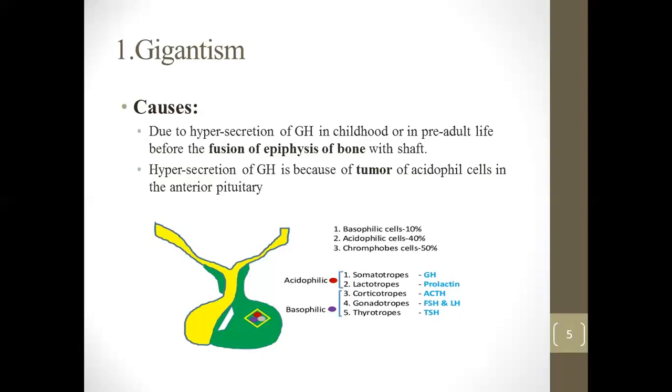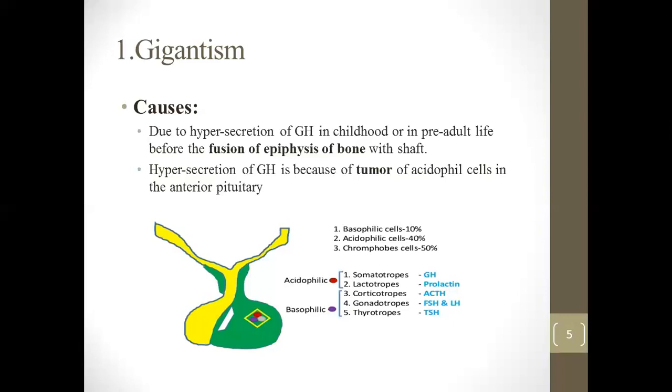So gigantism is basically caused, in childhood, if the pituitary gland secretes a high concentration of growth hormone, then this disease will occur. The cause of this disease is the hypersecretion of growth hormone in childhood and before the fusion of the epiphysis of the bone with the shaft.